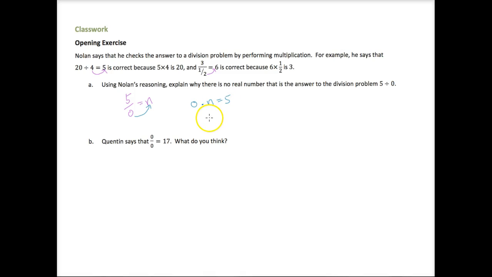But we know that 0 times anything is 0. If you have none of them, you've got 0. So 0 equals 5, which really, honestly, cannot possibly be true. This is a nice illustration of why we can't divide by 0.